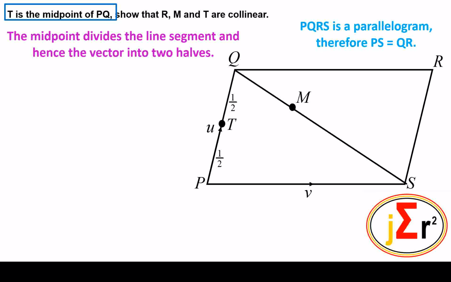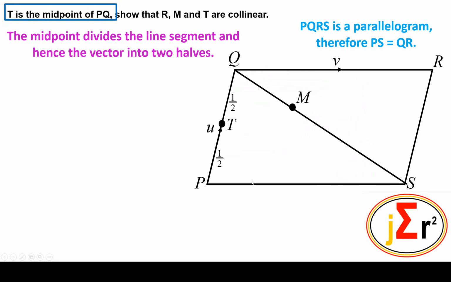PQRS is a parallelogram, which means that PS is equal to QR. The vector that is PS is equal to the vector that is QR. And we are sure that PQ is also equal to SR, but it's not necessary at this point. The vector that we had right here, PS, is the same vector for QR.